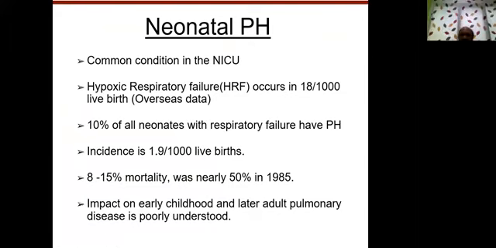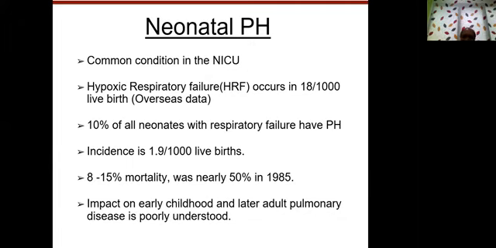Okay, I would continue. So we all know that neonatal PPHN is quite a common condition in the NICU. It contributes around 18 per 1,000 live births. This is overseas data causing hypoxic respiratory failure. Out of that, 10% of the neonates with respiratory failure have pulmonary hypertension. The incidence is as close as 2 per 1,000 live births. And the mortality is around 8 to 15%, and it was nearly 50% in the early 80s.